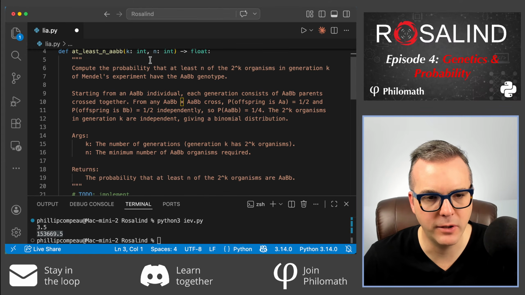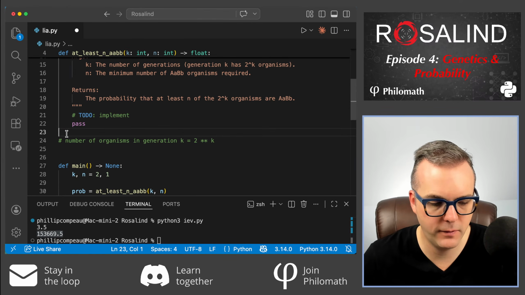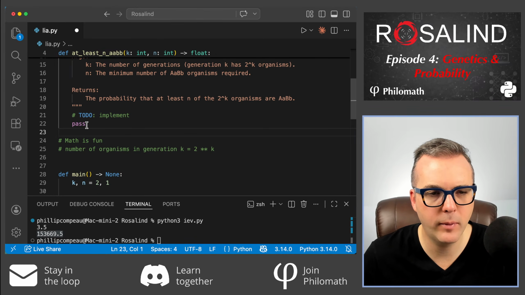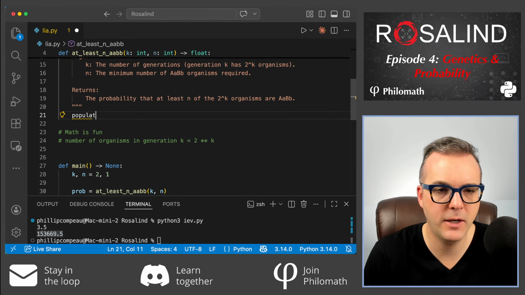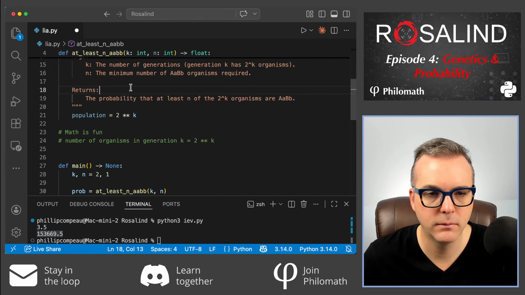And I can't imagine that's not going to be useful. So I'm going to have my math down here. Math is fun. Okay. And that's probably going to be pretty important. So as a result, I'm going to say, let's set the population that I care about equal to 2 raised to the k.